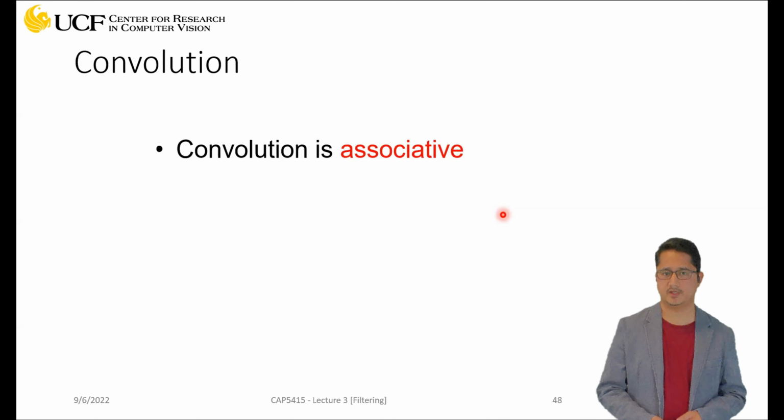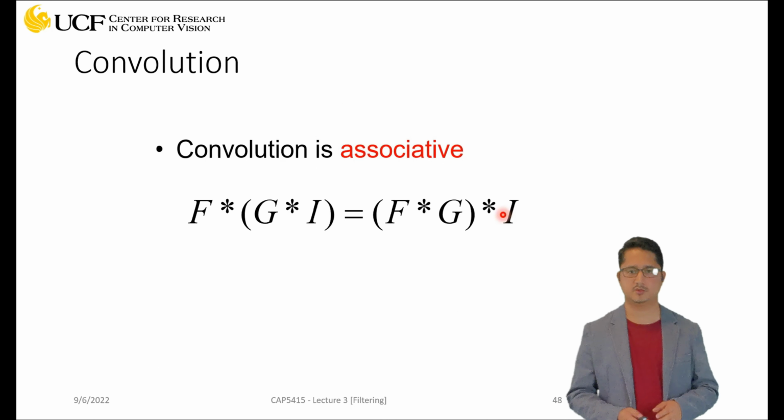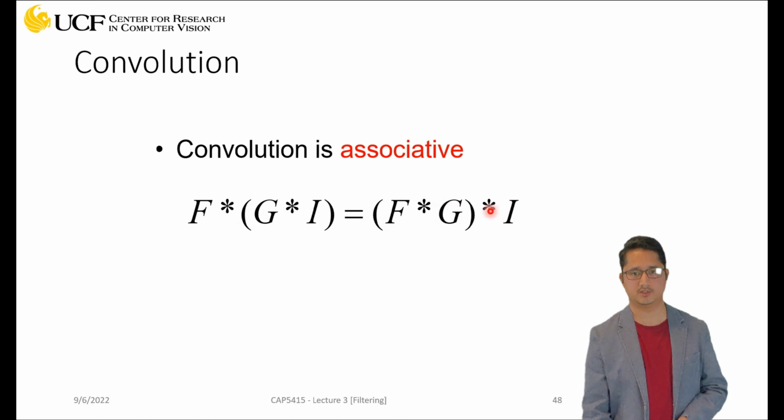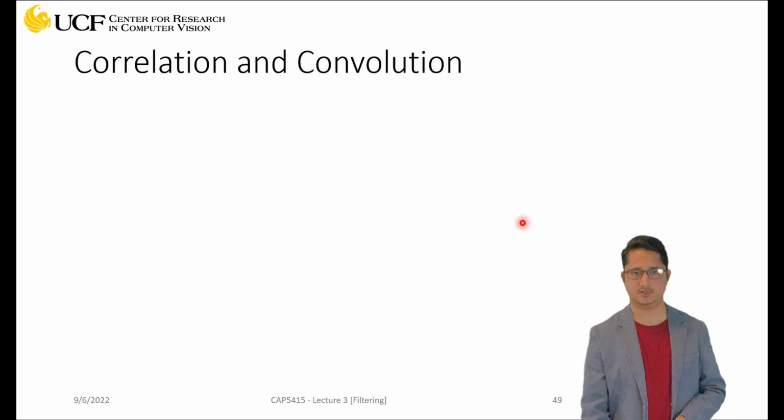Now convolution is associative. These are some interesting properties. We can quickly go over these. So associative means if you are performing convolution of G and I first, and then convolving that with F, it doesn't matter what order you use. You can actually first convolve F and G, and then convolve the result with the second function. Okay, so it's associative.